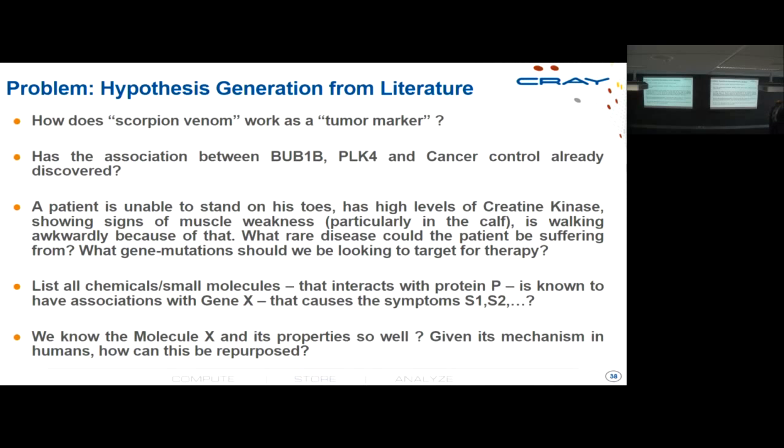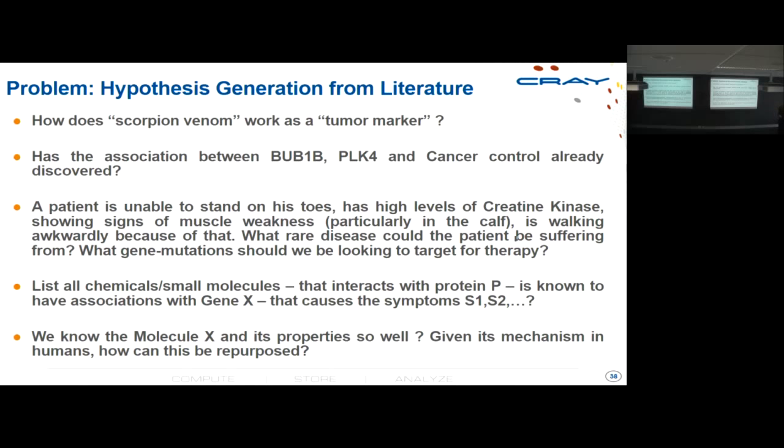And they would all come to us and say, wouldn't it be really nice to have a competitor to what Watson did? But not replace us as doctors, but be more of an intelligence augmentation platform. And so the questions that we would get were all over the place. We would get questions about how scorpion venom works as a tumor marker. I don't know if any of you have seen that poster over there.